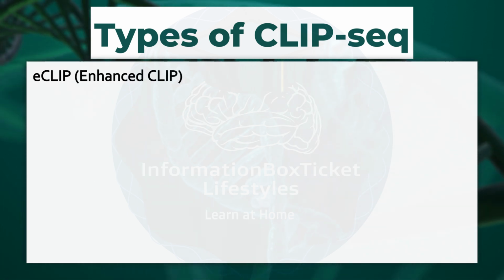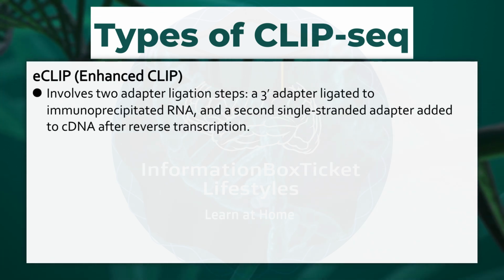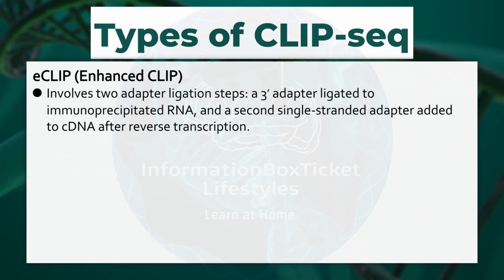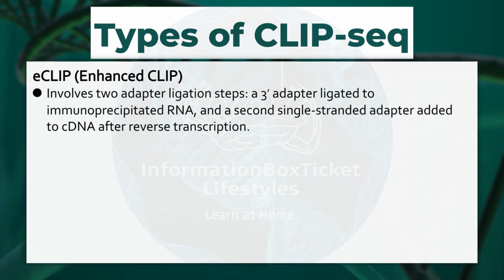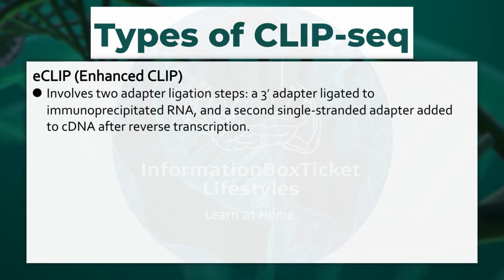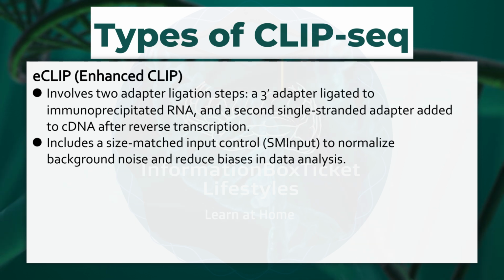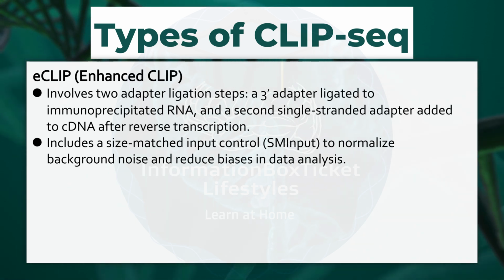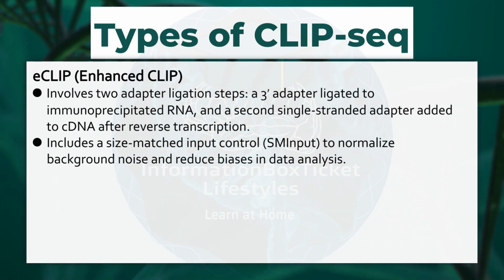Enhanced cross-linking and immunoprecipitation involves 2 adapter ligation steps, a 3' adapter ligated to immunoprecipitated RNA, and a second single-stranded adapter added to cDNA after reverse transcription. Includes a size-matched input control to normalize background noise and reduce biases in data analysis.